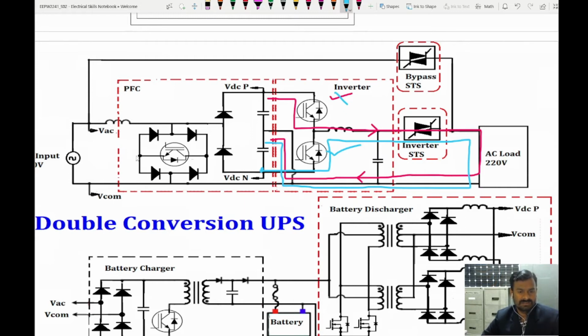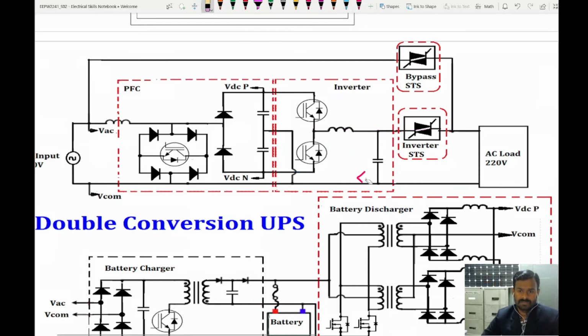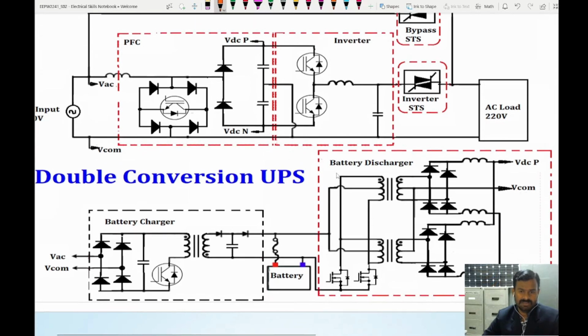So this is the normal operation. We give an AC and convert it into DC here, and this DC is available in the DC bus link. From here the inverter is going to convert this DC into AC for the load. At the same time, the battery also needs to be charged.